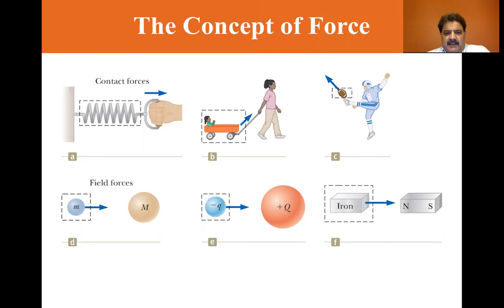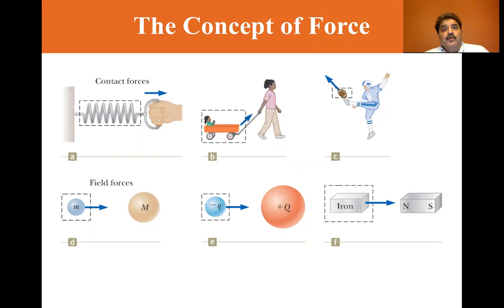In the second of that bottom figure, we have electric forces. A negative charge is attracted to the positive charge. The blue negative charge is attracted to the positive charge. If there were 2 positive charges, they would repel one another. And if we look at the third figure, we have a chunk of iron being attracted to the north side of a magnet. It would also be attracted to the south side of the magnet.